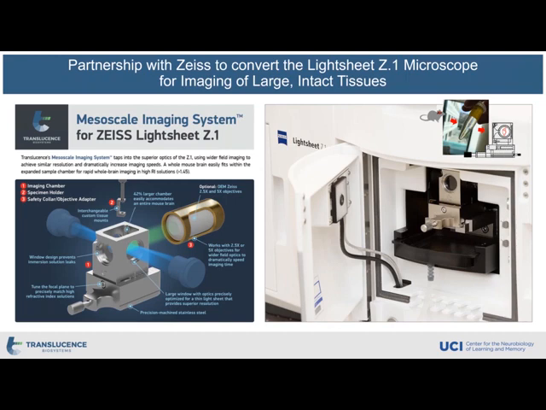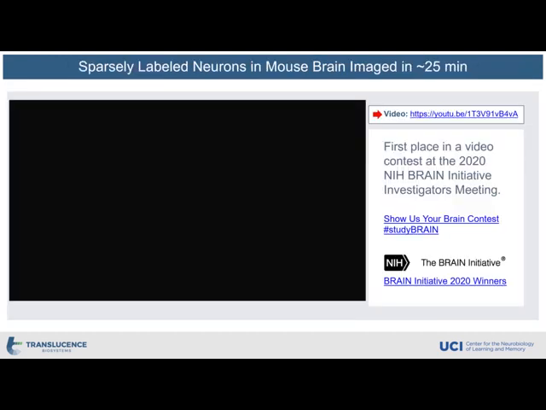So I'll show you an example in this next slide of a mouse brain in which the neurons are sparsely labeled with GFP. This is the Thy1-GFP mouse line that we cleared, stained for GFP using the iDISCO protocol, and then imaged using this modified ZEISS system in around 25 minutes.